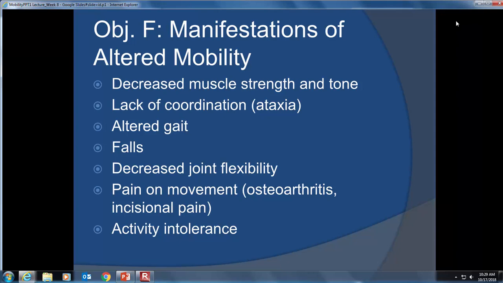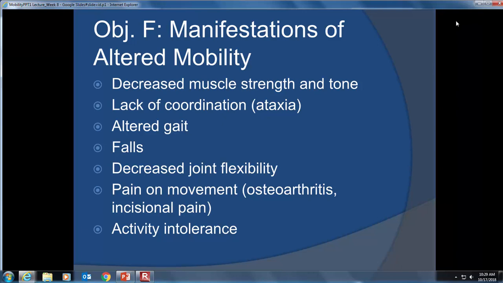And then we've got pronator drift, and this is where we extend our arms up to eye level, palm up, and close our eyes, and we're looking for the patient to drop their arm down to their side, and this can be seen oftentimes with stroke patients as well. We want to assess for risk for falls. Again, any patient in an unfamiliar environment is at risk for falls.